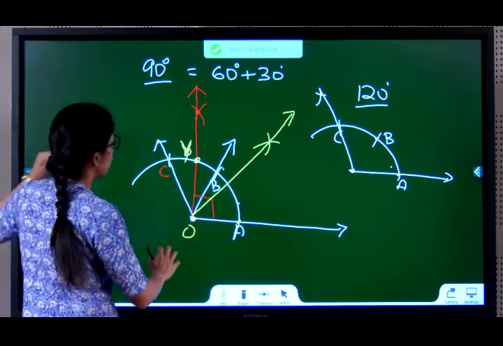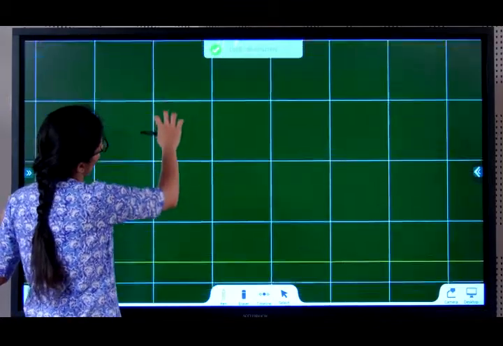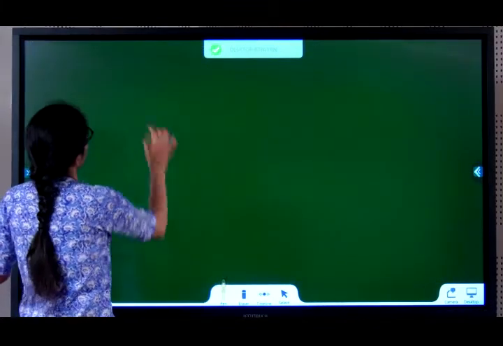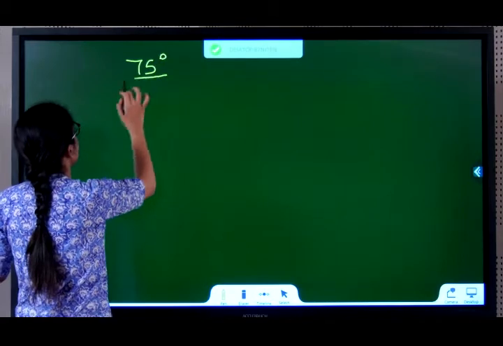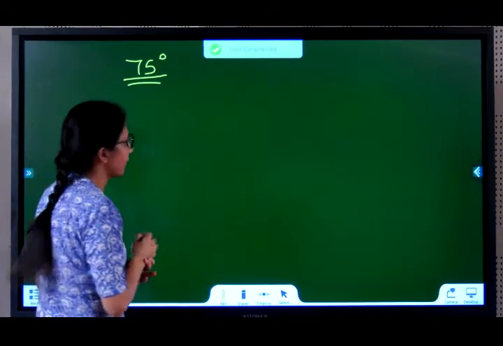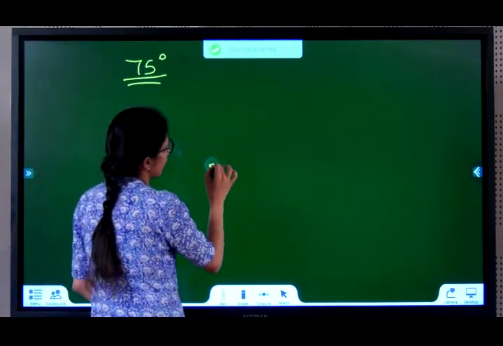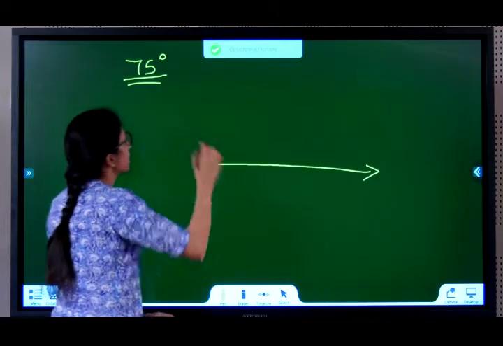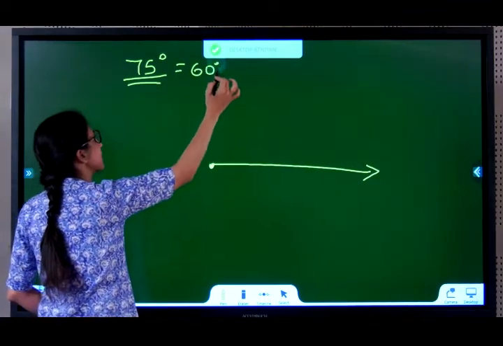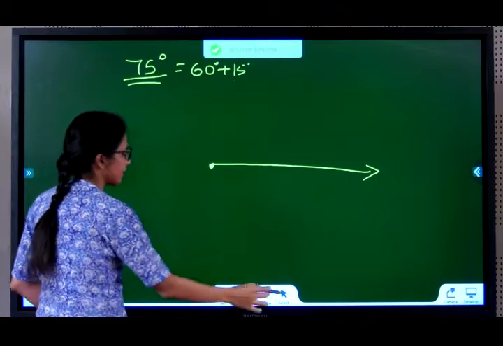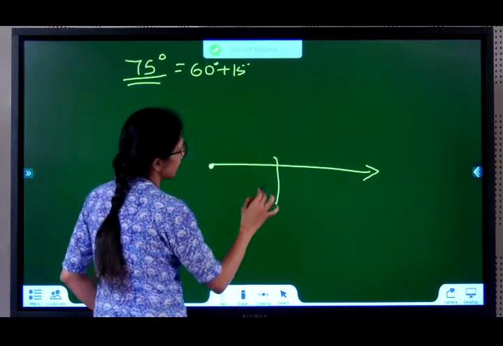Yes, I will just do one last additional construction. 75 degree. How do we construct 75 degree? If I have my line segment here, so 75 degree can be written as 60 degree plus 15 degree, right? So I have my segment here.